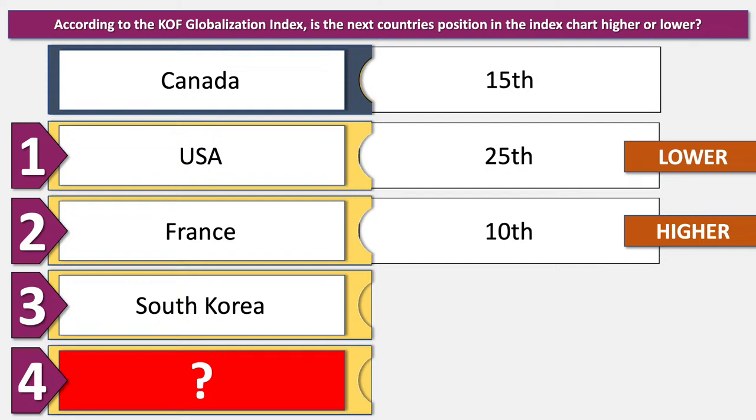What about South Korea then? We've seen South Korea come up as a country with lots of big multinational corporations. Is that going to be more globalized than France or less? What do we reckon? That's a tricky one, isn't it? Quite a few people are coming in. So far, they reckon it's lower. And I'm assuming they mean the number.